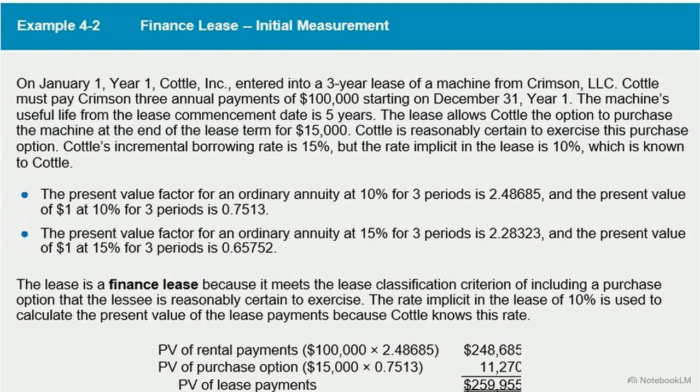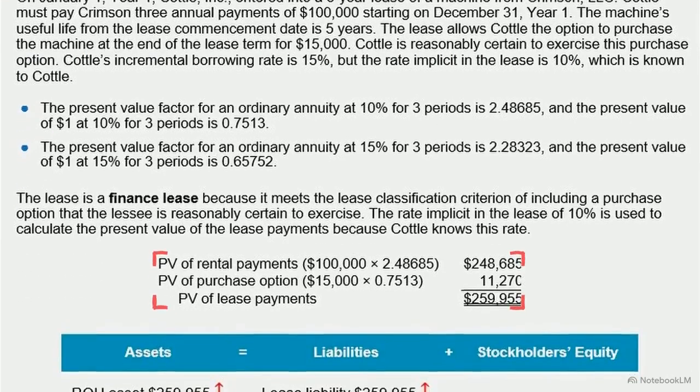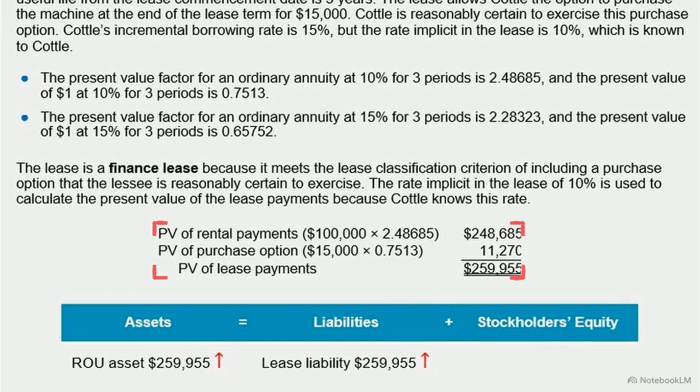Notice the discount rates provided here. Accounting standards dictate a strict hierarchy. A lessee must use the rate implicit in the lease, here 10%, because it is known to them, rather than relying on their own 15% incremental borrowing rate. To calculate the present value of the lease payments, we combine the annual rental payments and the exercise price of that $15,000 purchase option. The present value calculation yields exactly $259,955. This precise number becomes the recognized starting value for both the right-of-use asset and the lease liability.